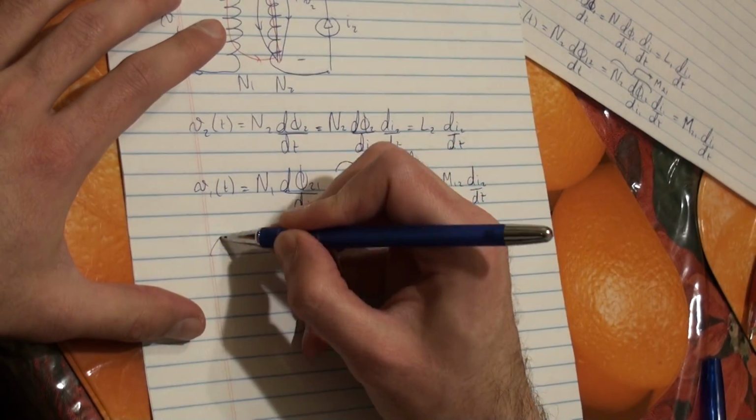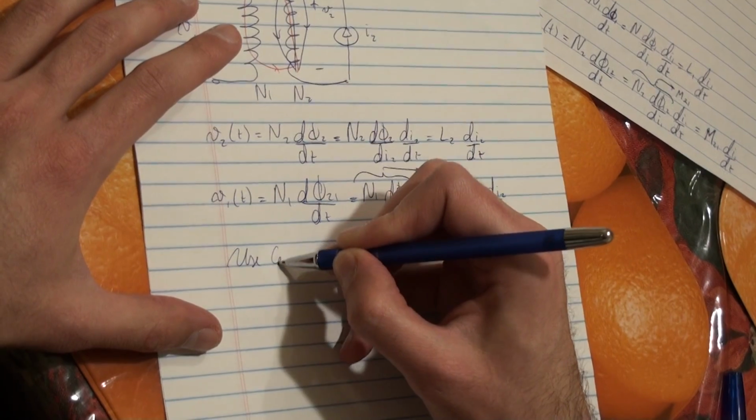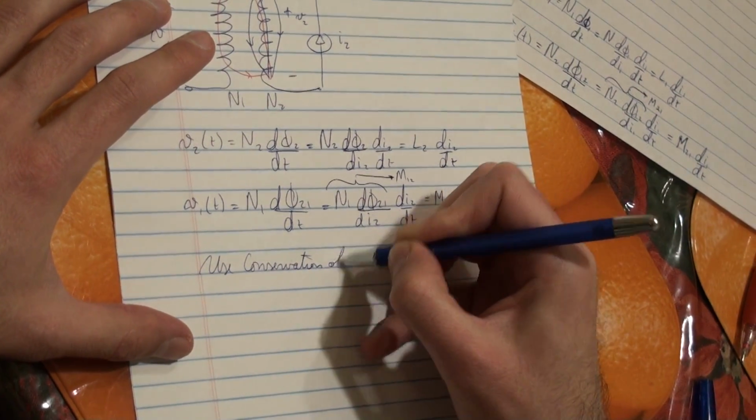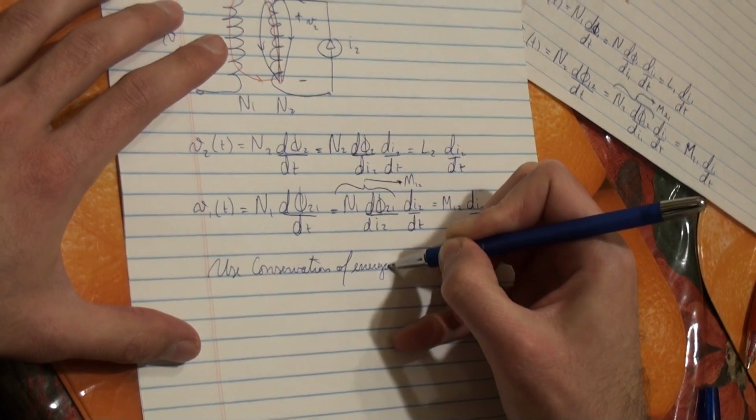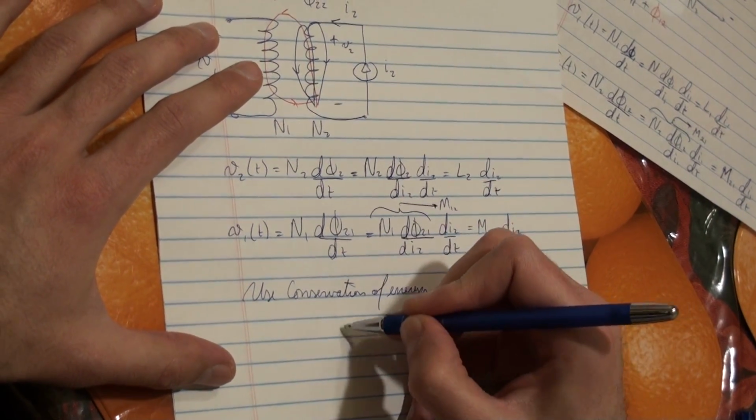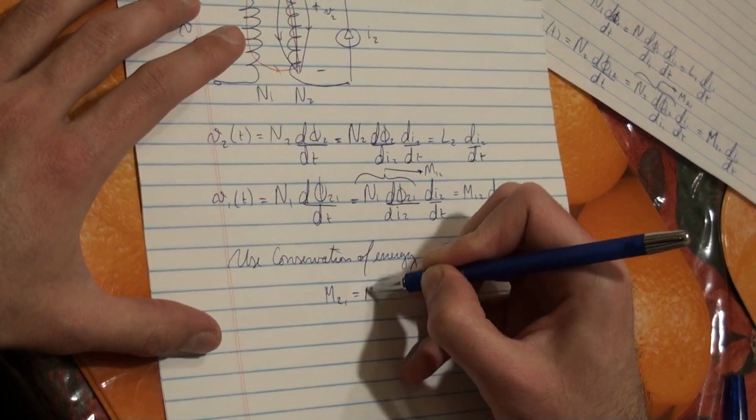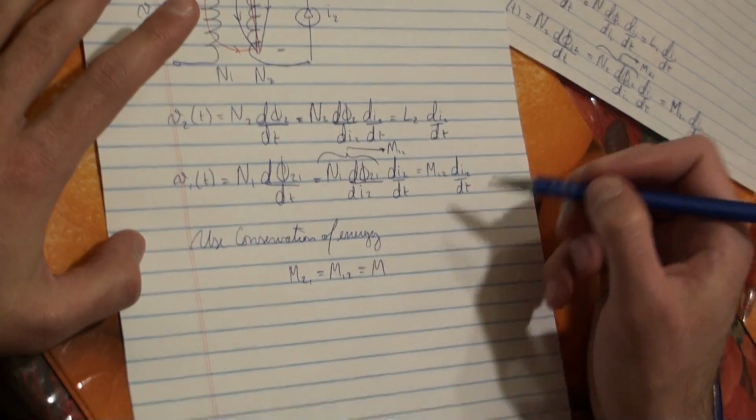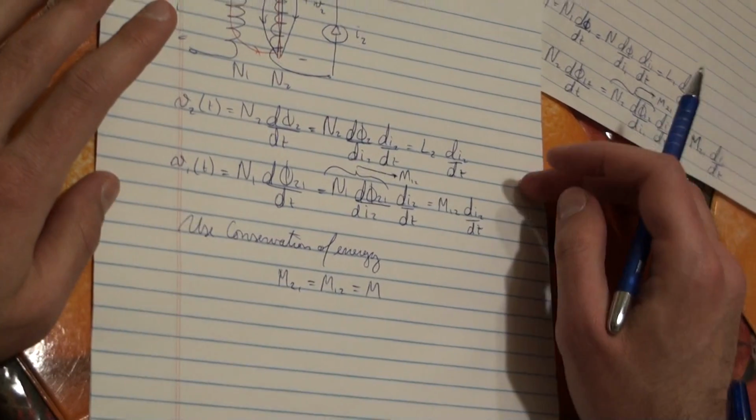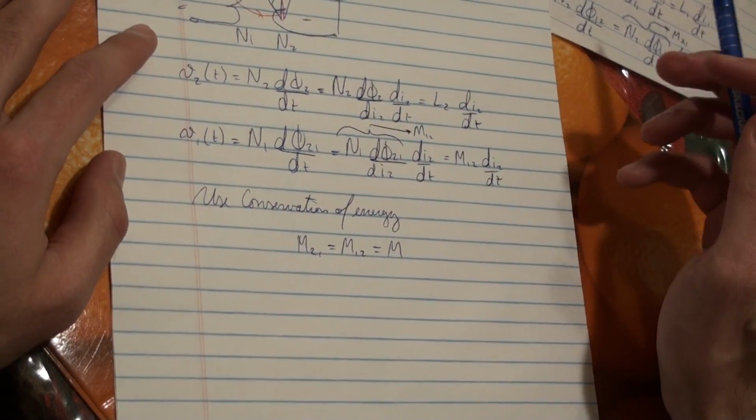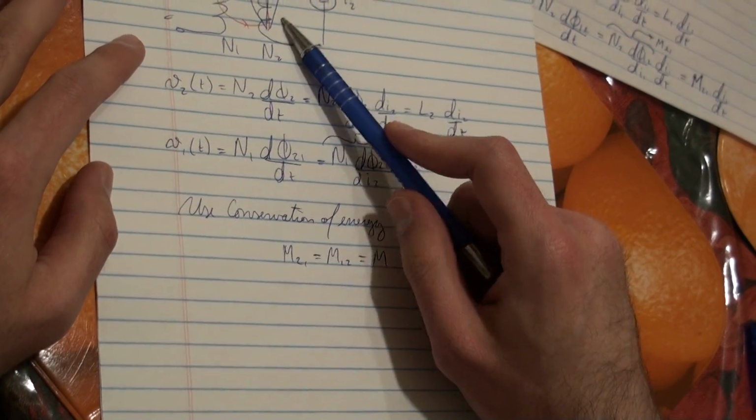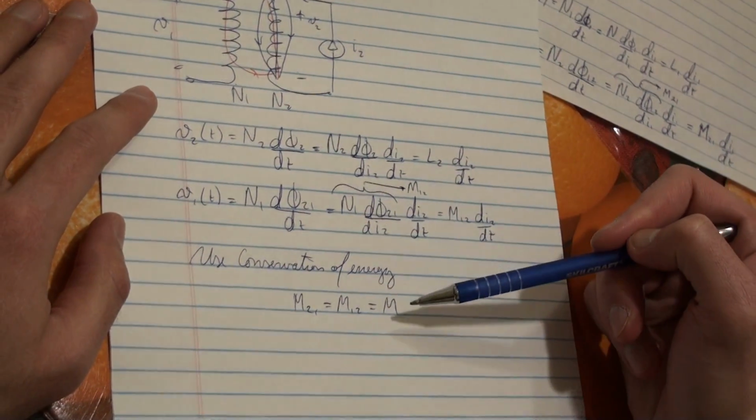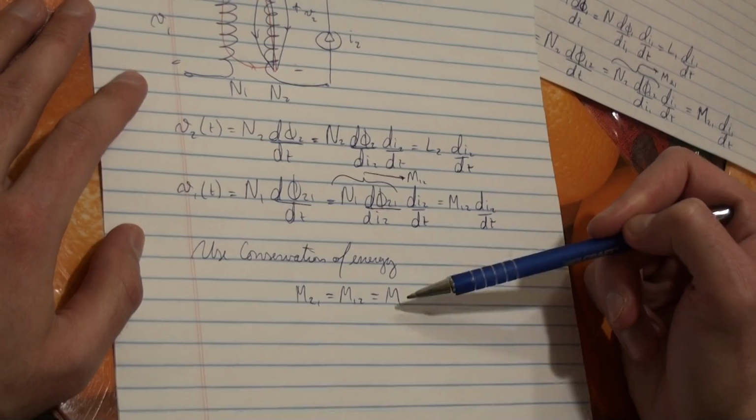So if we were to use conservation of energy, we can show that M21 equals M12, and we can call that M. There's only one mutual inductance. So the definition of mutual inductance is the ability of one inductor to induce a voltage across a neighboring inductor. And now this mutual inductance is measured in henries.